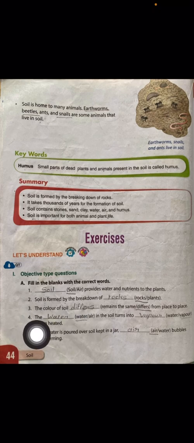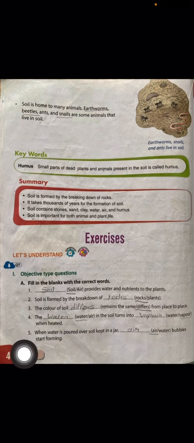Now see the fourth one. The blank in the soil turns into blank when heated. So the water in the soil turns into vapor when heated. When we heat the soil, जो soil के अंदर water है, it turns into vapor, right? So write down water here, and in the second blank you have to write down vapor.